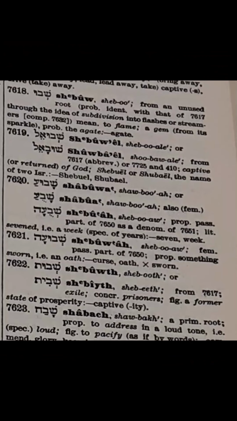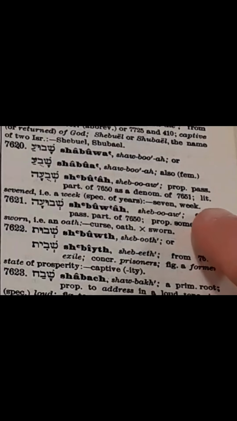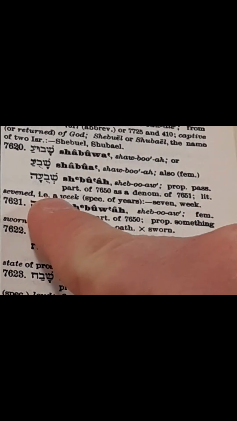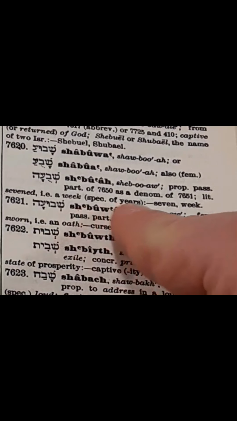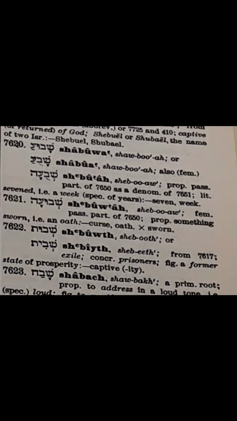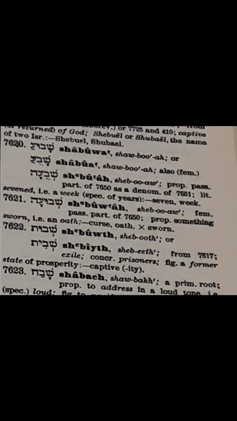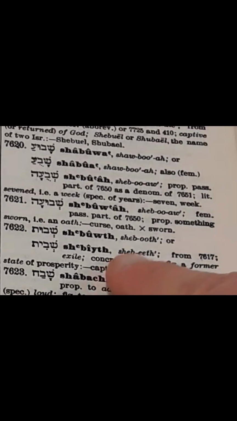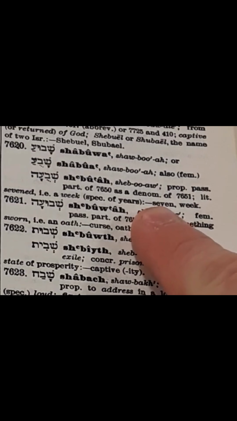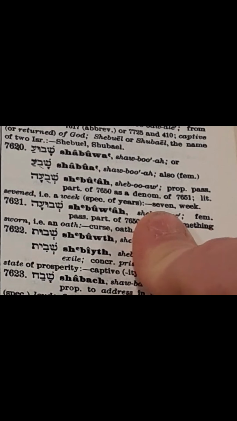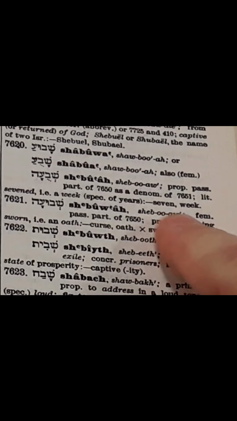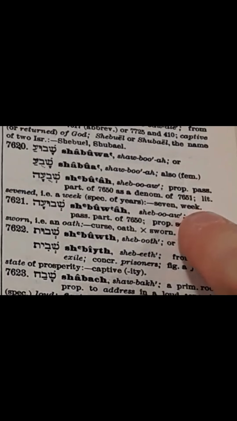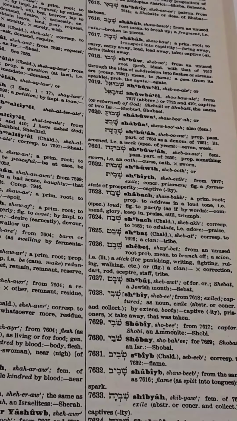The word is Shabua. We're going to read the definition here. It is literally 7. That is 1 week, specifically, of years. So the word week in Daniel chapter 9 is literally a group of sevens. Now, we look here after the dash, and we see that the translators use the words 7 and week. So we're going to look up the word week again.